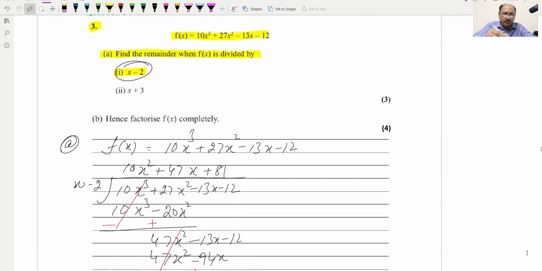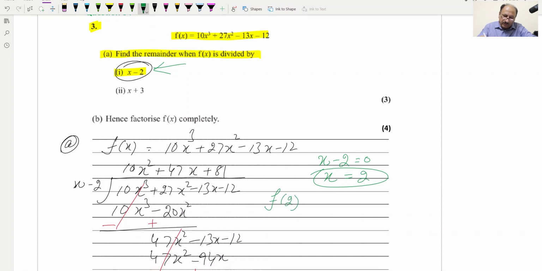So what we can do for the second method, I'll change the color so that you can identify. We will put x minus 2 equal to 0, which is given over here, and now we can write x is equal to 2. After getting this, we will find f of 2.